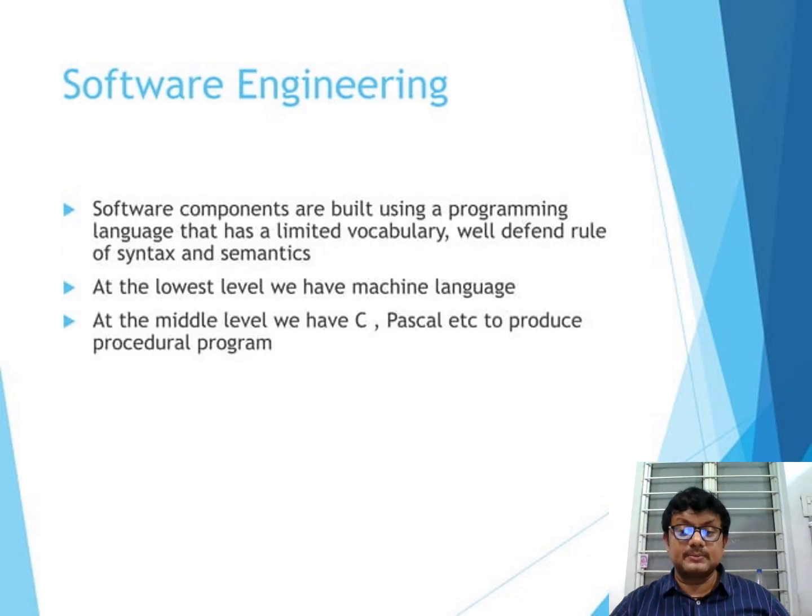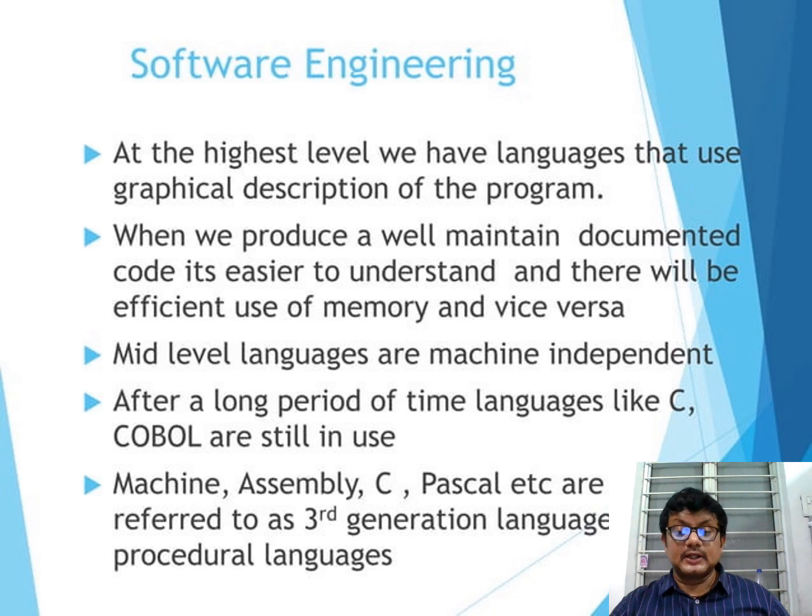Software components are built using a programming language that has a limited vocabulary and well-defined rules of syntax and semantics. At the lowest level, we have machine language. At the middle level, we have C, Pascal, etc., to produce procedural programs. At the highest level, we have languages that use a graphical description of the program. When we produce well-maintained, documented code, it's easier to understand and there will be efficient use of memory, and vice versa. Mid-level languages are machine independent.